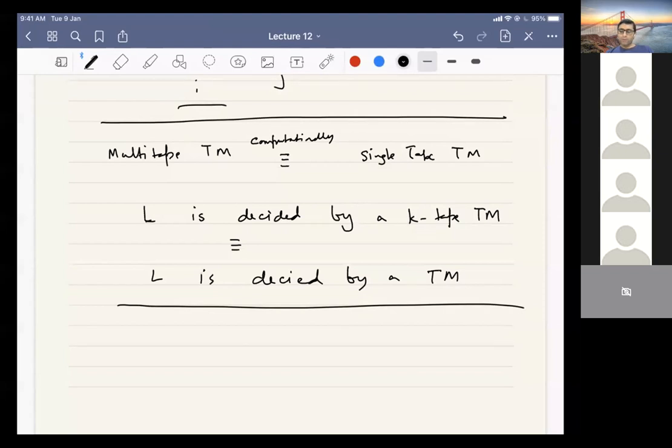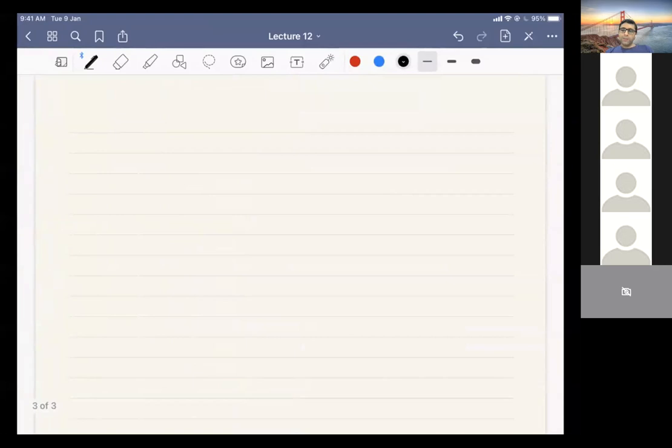Yes, sir. Okay. Last time I said that in the next class we would talk about non-deterministic Turing machines. Non-deterministic Turing machines are very special.